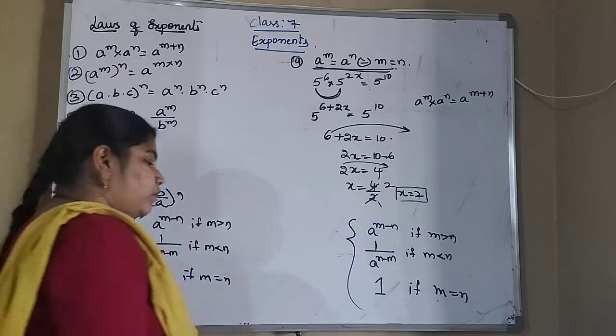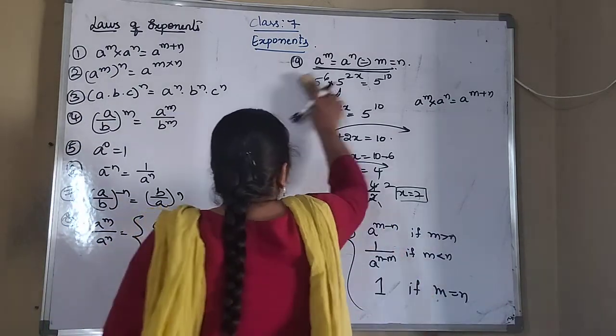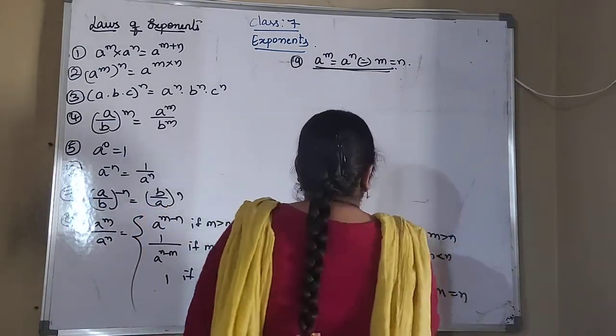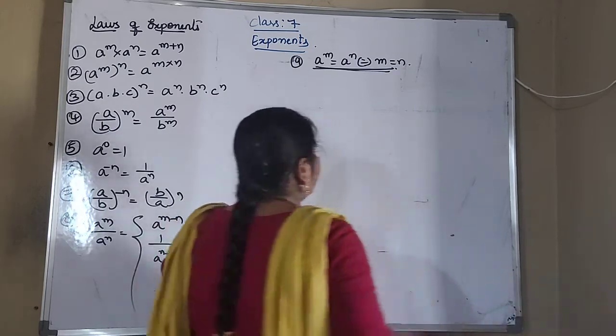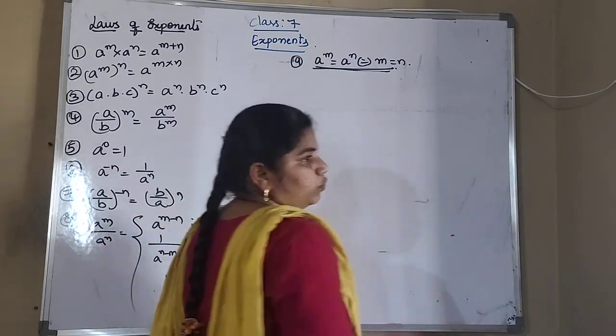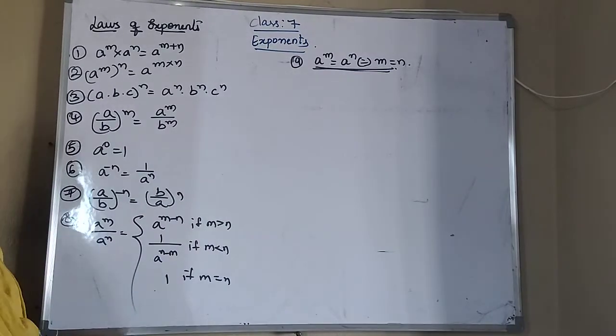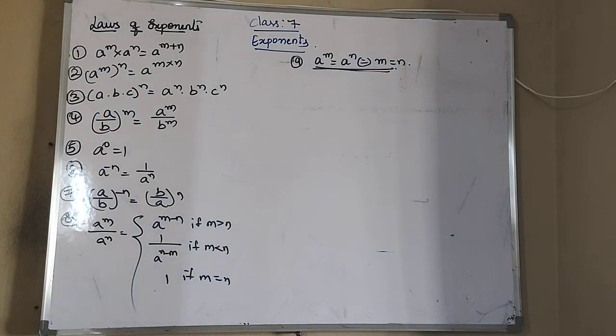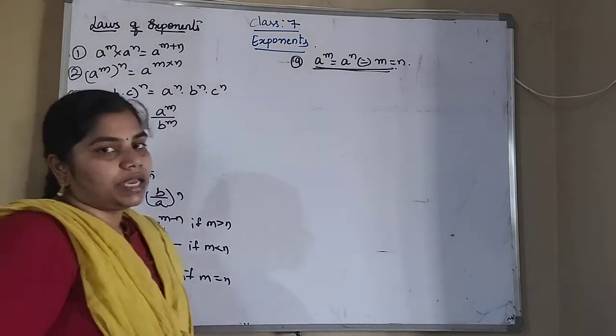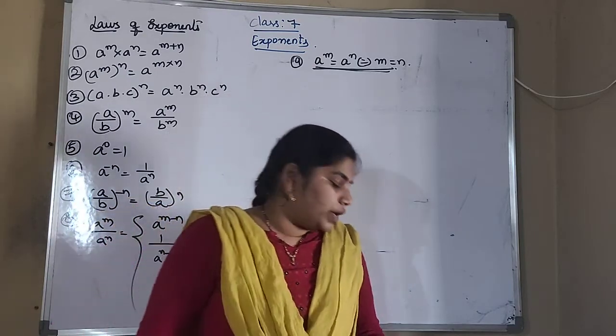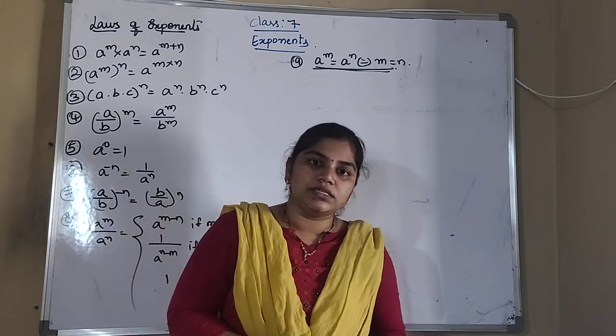And what is the last formula? The last formula is a power m is equal to a power n gives rise to m is equal to n. So these are the 9 different formulas which we are going to apply in the exercises. So be perfect in all these 9 laws of exponents. Okay, tomorrow we will start our exercises. Thank you.